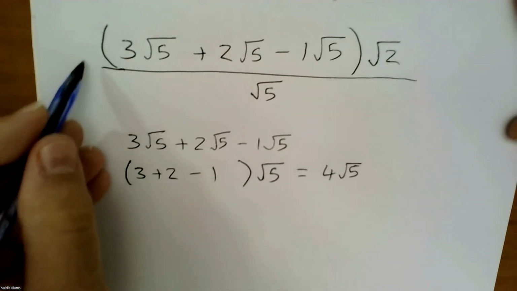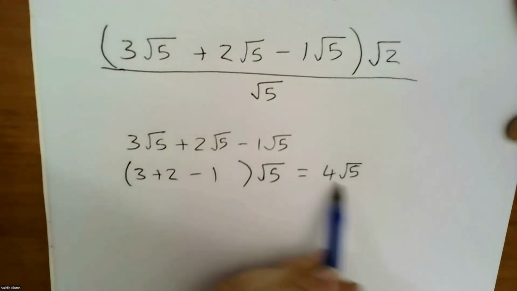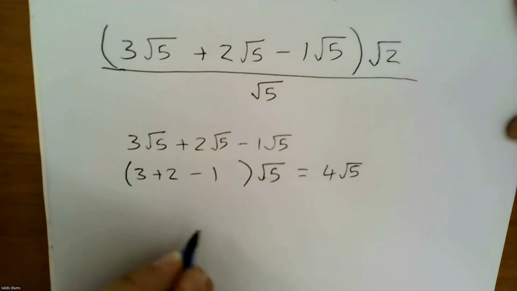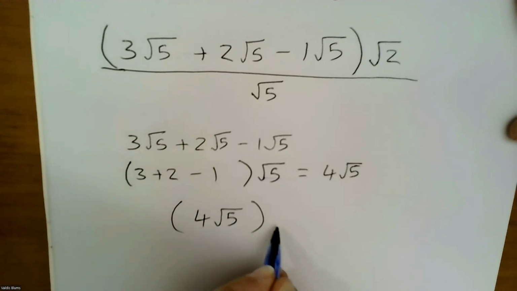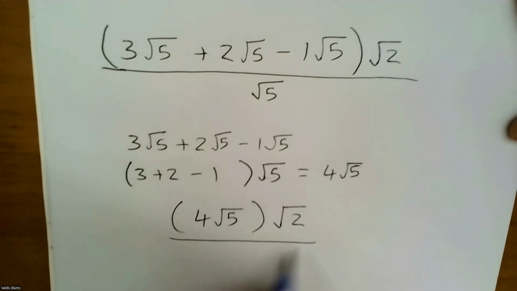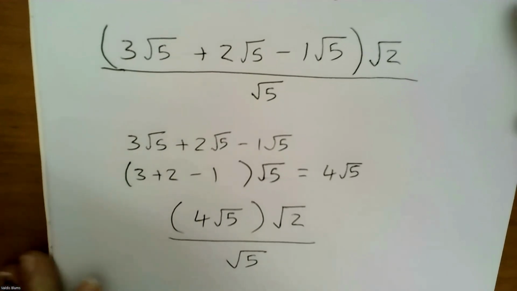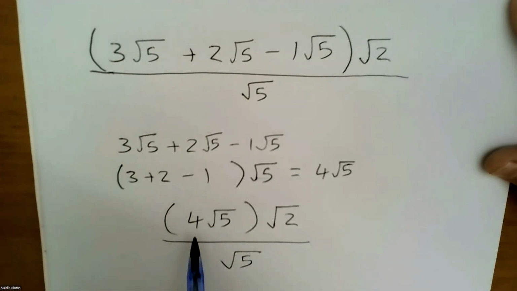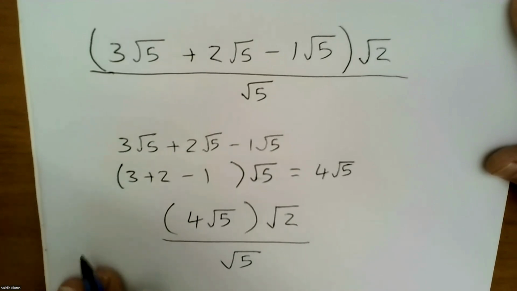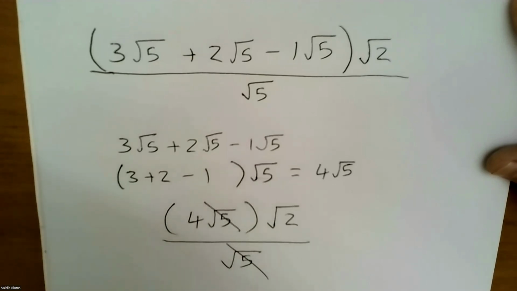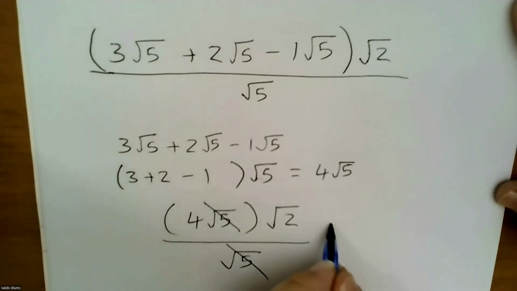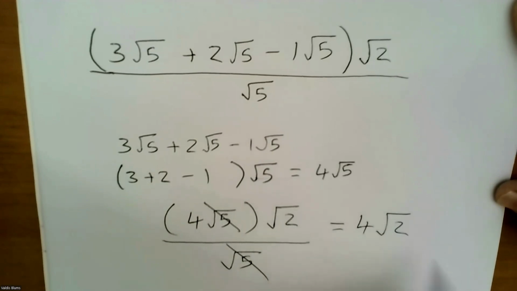Now, going back to this question up here, I'm just going to substitute in this 4 square root 5 as this whole bracketed section. So we have 4 square root 5, and we're multiplying that by square root 2 over square root 5. Now, when you're looking at the algebra side of things, when you only have multiplication and division, order doesn't matter. So we can say, okay, these square root 5s can divide out, and we'll be left with 4 square root 2.